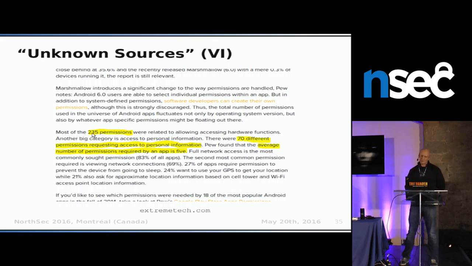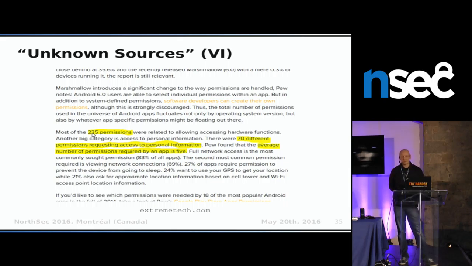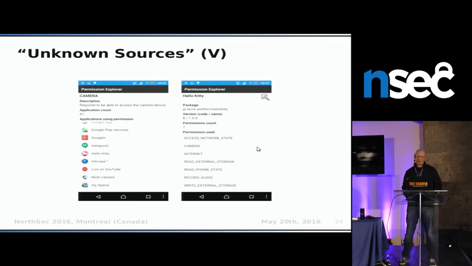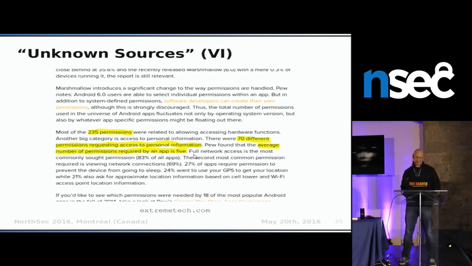This slide should pinpoint the problem with the current Android permission userland. Currently there are more than 235 permissions. So you, as a regular user, will just be presented with a nice pop-up box that lists all those permissions that the Hello Kitty wants. You just press yes.